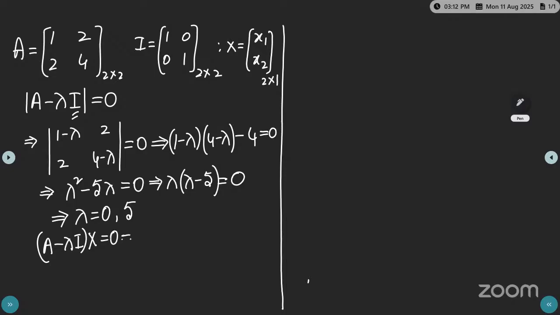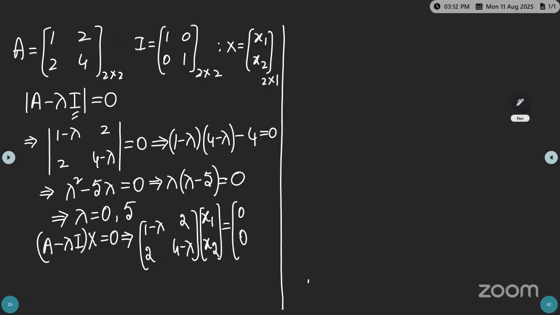So this implies, what is this? 1 minus lambda, 2, 2, 4 minus lambda into x1, x2. Listen. As the determinant of the coefficient matrix is 0, X have how many values, how many solutions?